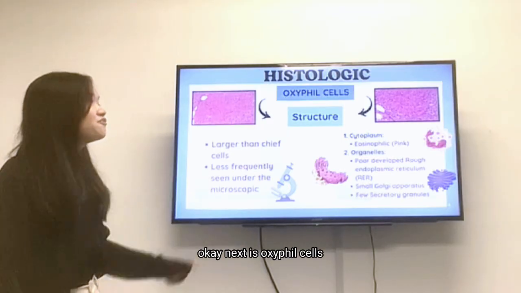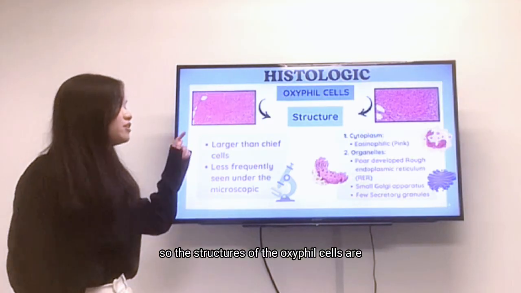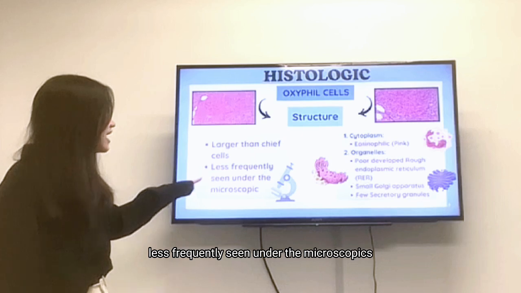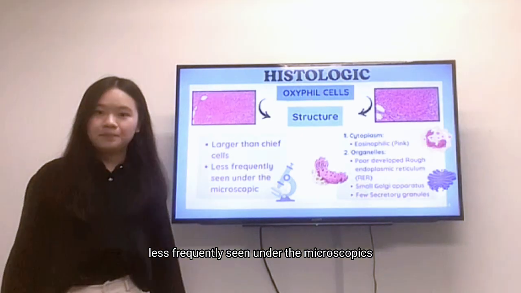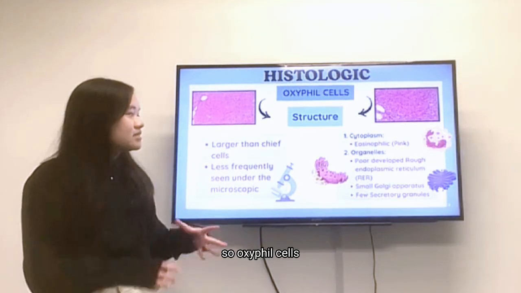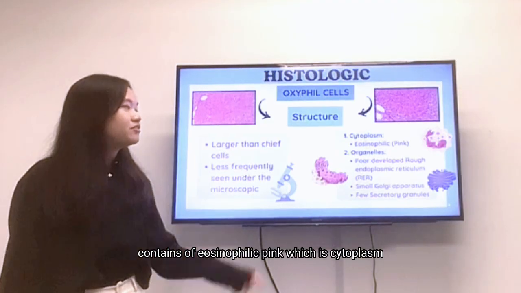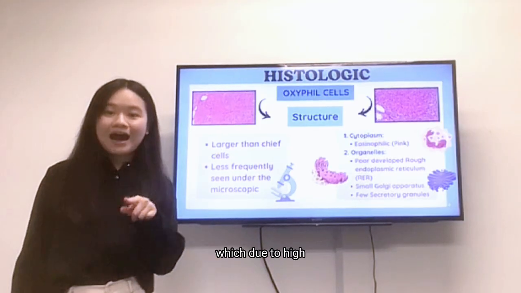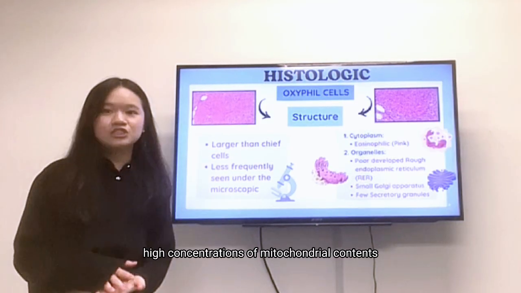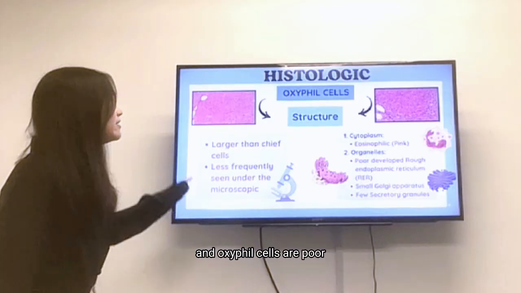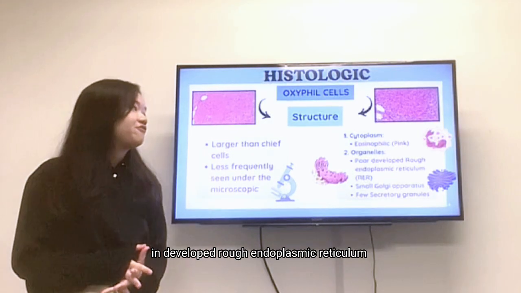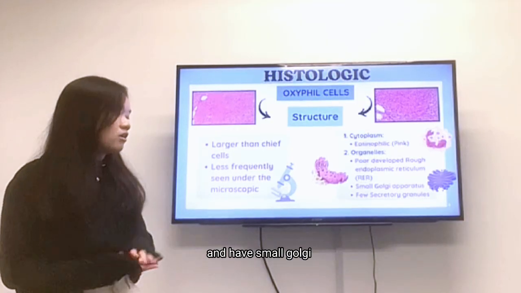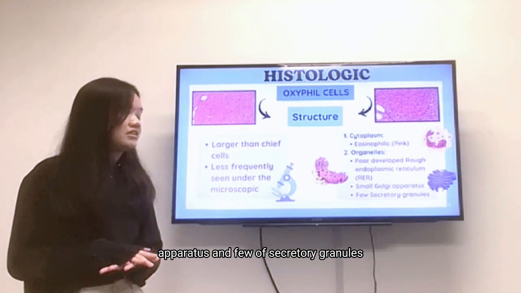Next is oxyphil cells. The oxyphil cells are larger than the chief cells, and they are less frequently seen under the microscope. Oxyphil cells contain eosinophilic pink cytoplasm, due to a high concentration of mitochondrial content, and the oxyphil cells are poorly developed in rough endoplasmic reticulum and have a small Golgi apparatus and few secretory granules.